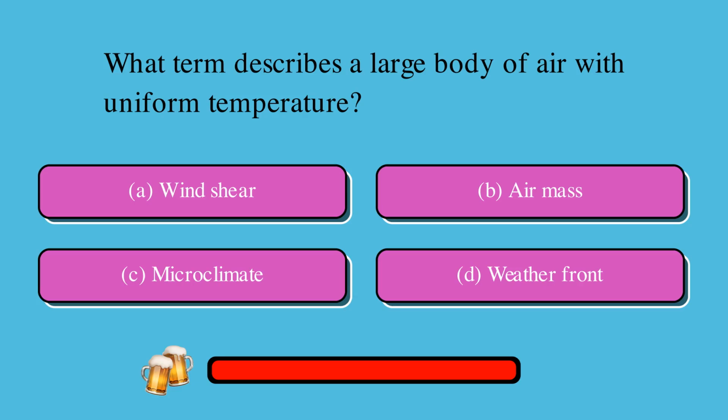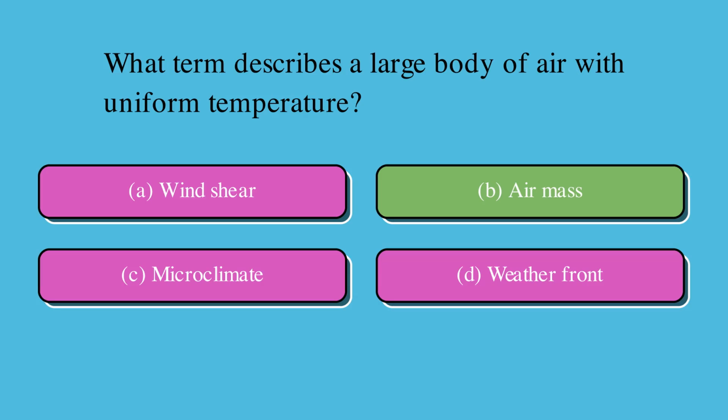What term describes a large body of air with uniform temperature? Is it A, wind shear, B, air mass, C, microclimate, or D, weather front? The correct answer is B, air mass.